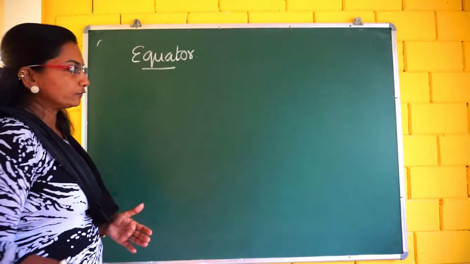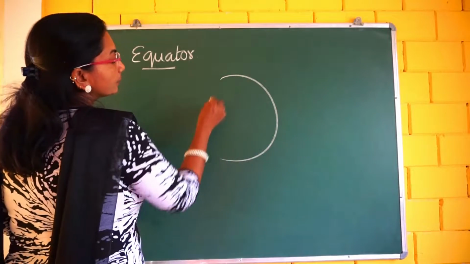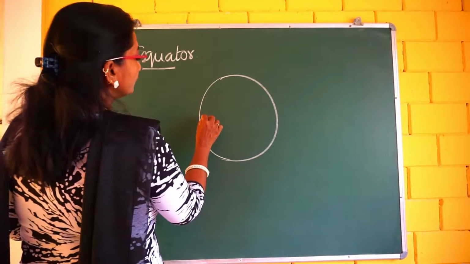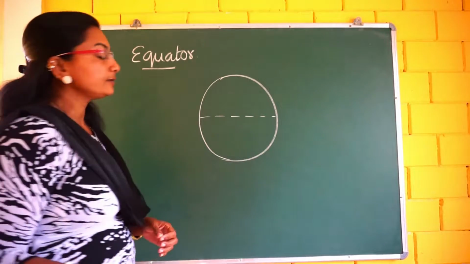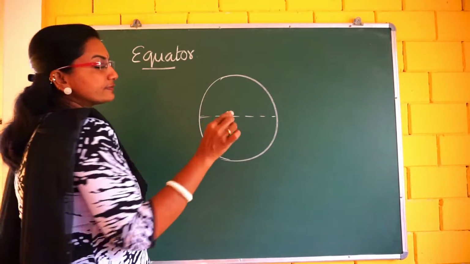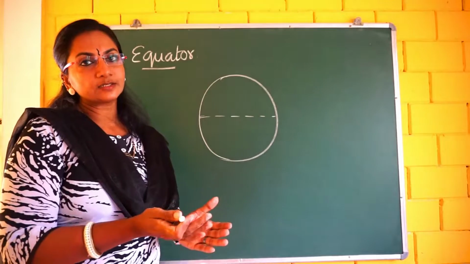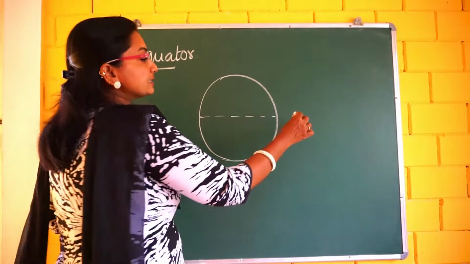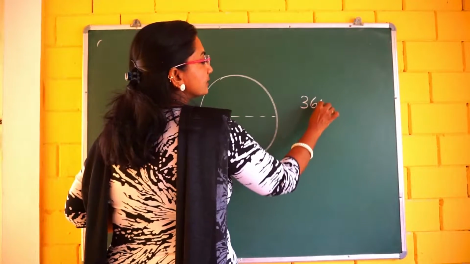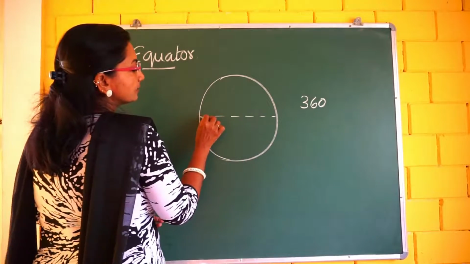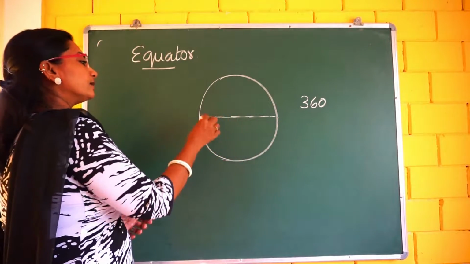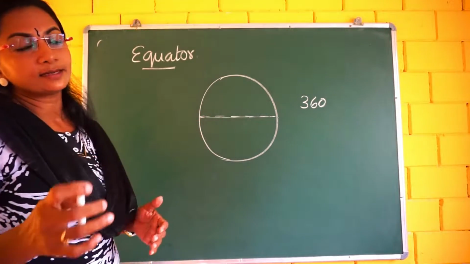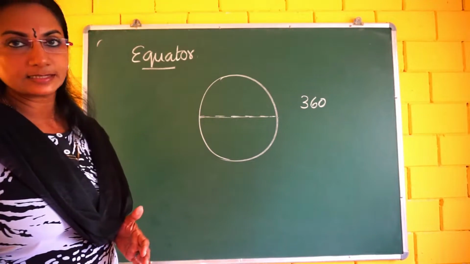Next, the measurement of the equator. Again, I am drawing the shape of the earth, and in the center is the imaginary line. As we already know, what is the circumference of a circle? It is 360 degrees, isn't it? Otherwise, we can call it a straight angle. The measurement of the full angle is also 360 degrees.